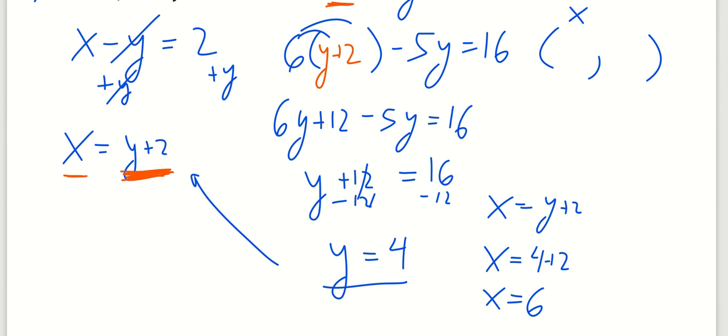So let's write out our solution. Again, be very careful. These are ordered pairs. x comes first and then y. So the solution is (6, 4).